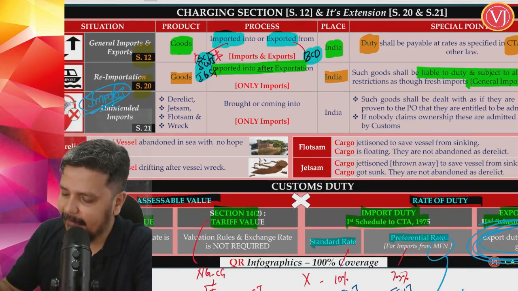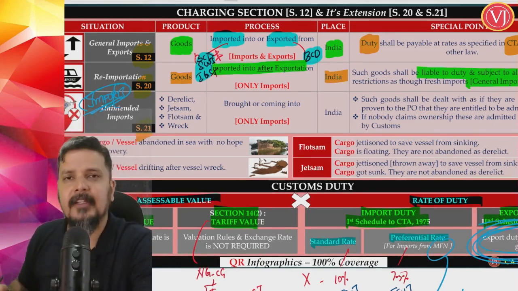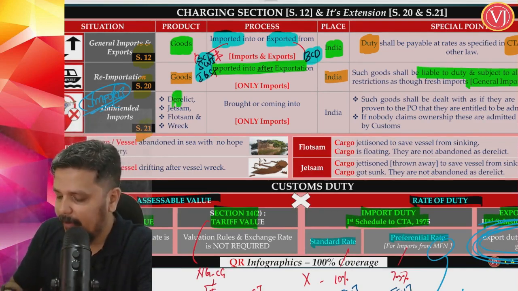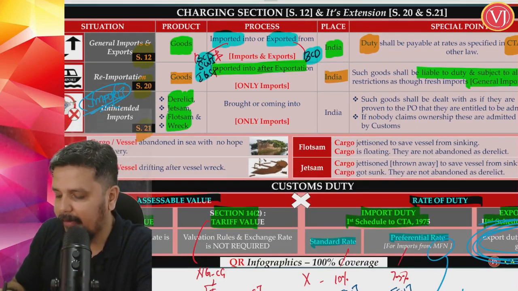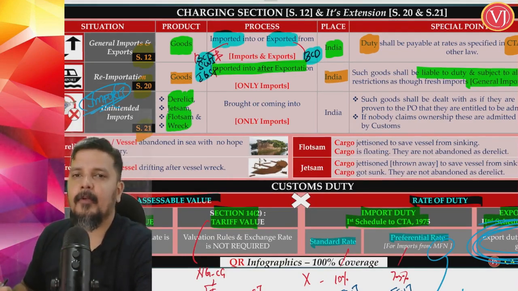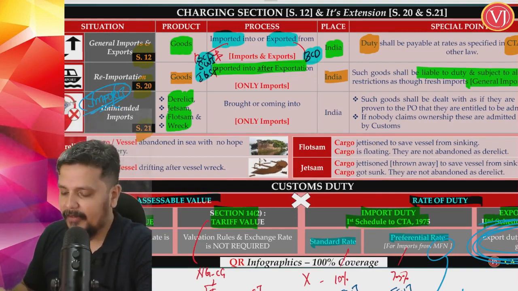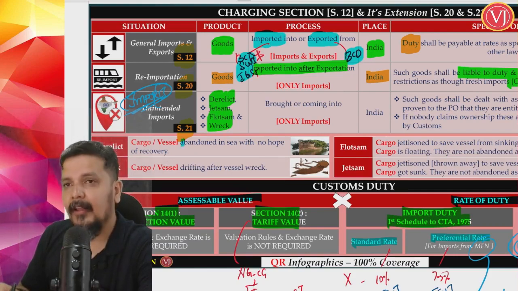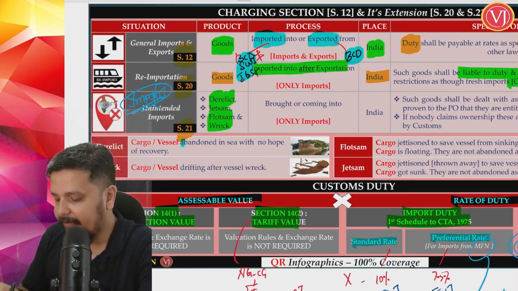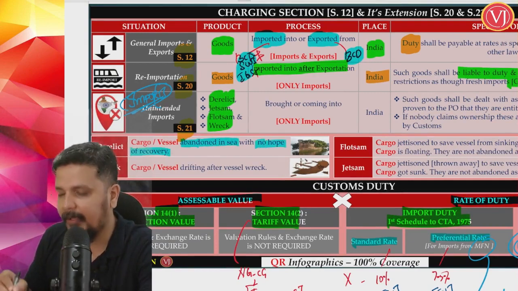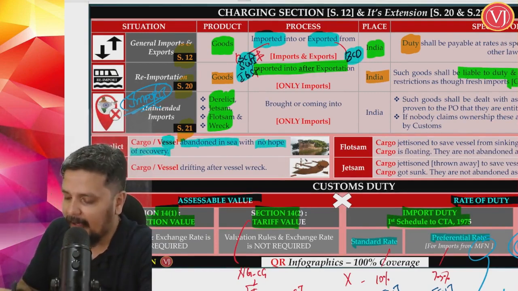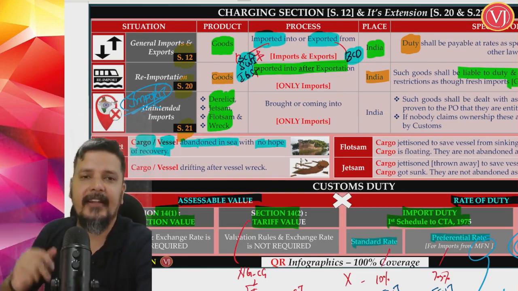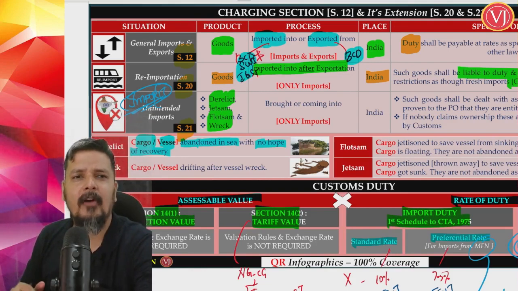The next category is your section 21, which again only talks about import, but it talks about special items, be it derelict, jetsam, flotsam and wreck. Now what is derelict, jetsam, flotsam and wreck? Derelict means a vessel or the cargo inside the vessel which is abandoned in the sea without any hope of recovery. Basically, it is the vessel along with the cargo. It is vessel and the goods inside the vessel which is abandoned without any hope of recovery.